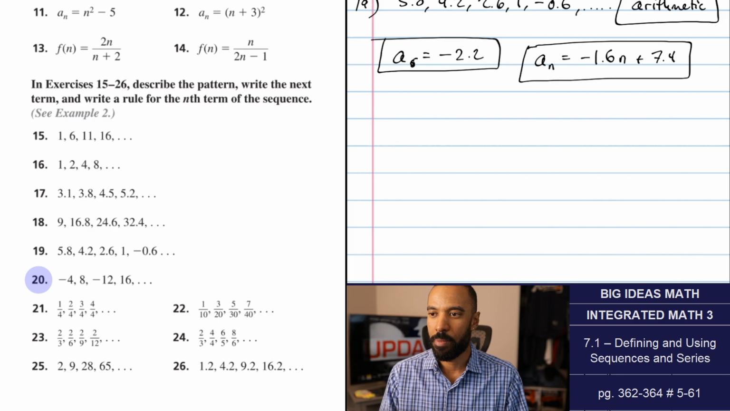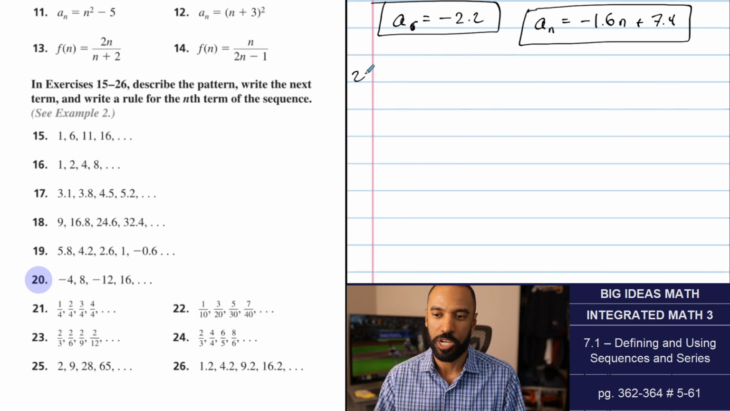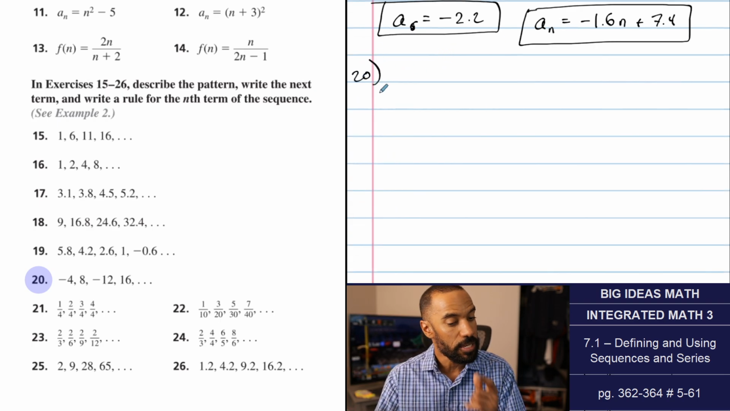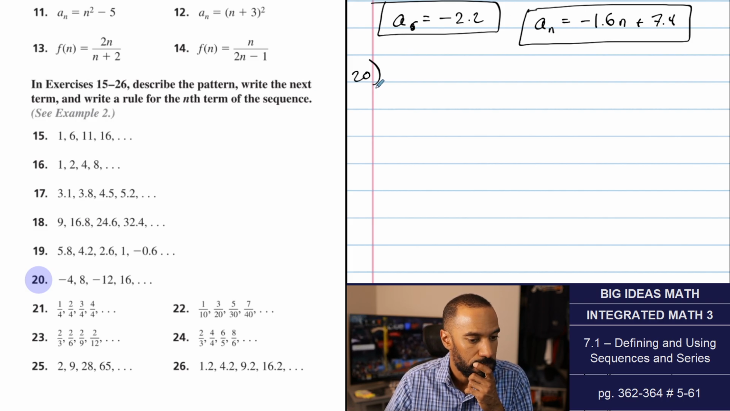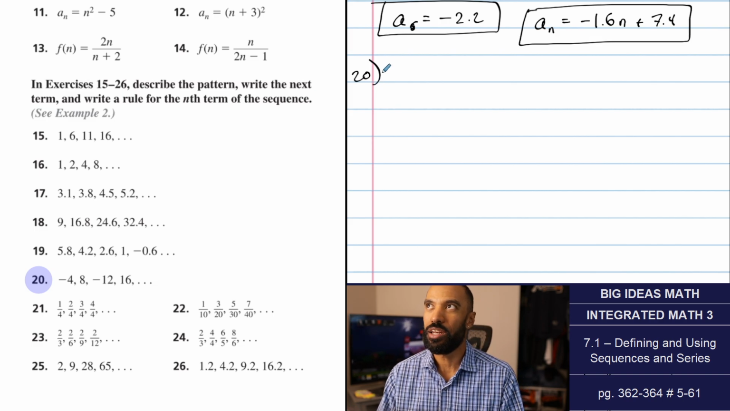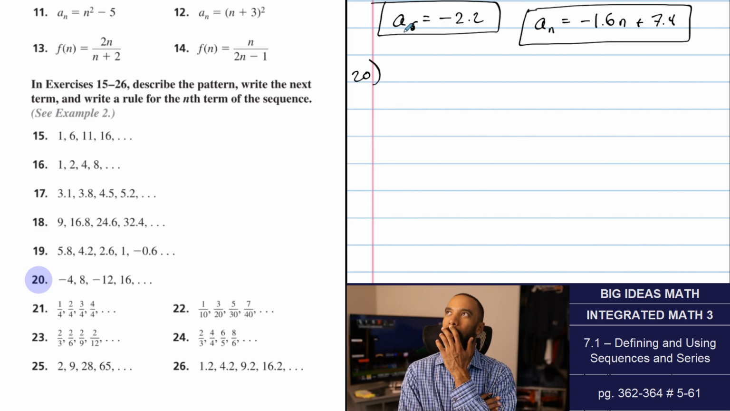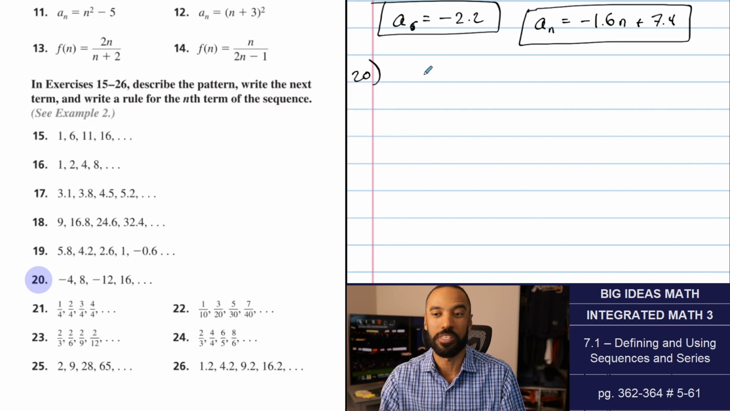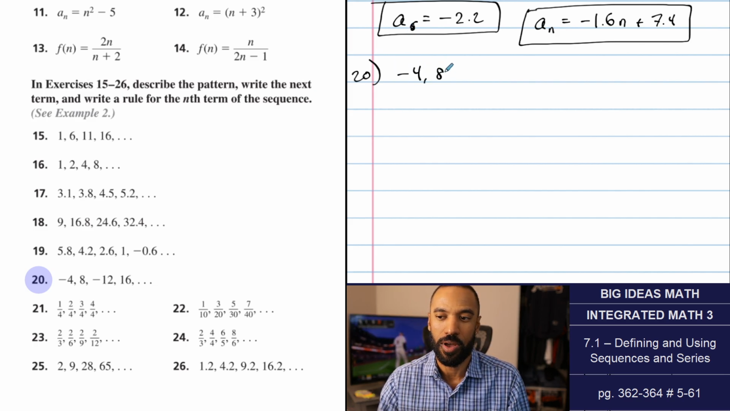This one doesn't look arithmetic because of the alternating signs. It appears geometric. We have number 12. Actually, that's not geometric. I don't know how to write a rule for this. Oh, I do. I have to think about it. But this is not a geometric sequence. The thing is, though, I don't know what to call this.